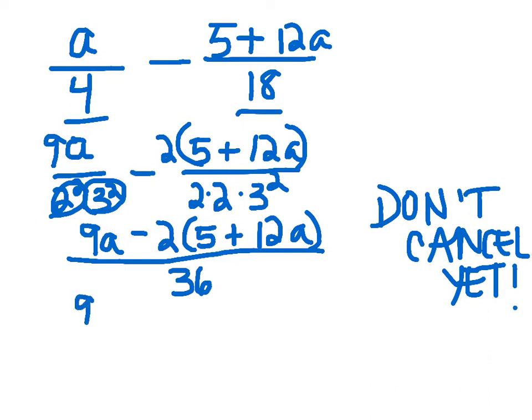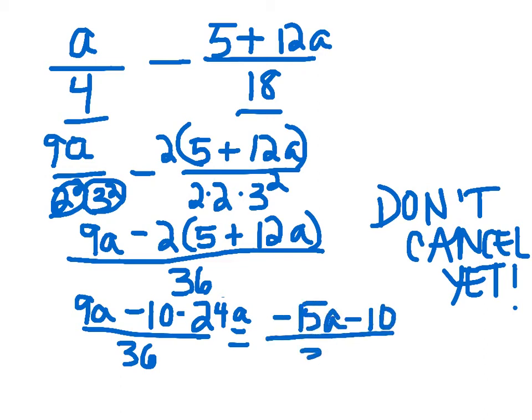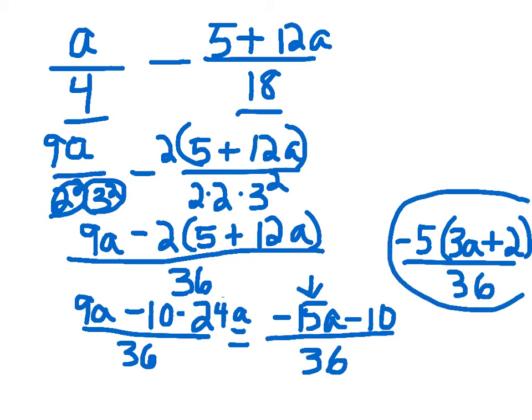Instead, you need to simplify. 9a minus 10 minus 12a over 36, which is equal to, sorry, that's 24a. I made a mistake. So 9a minus 24a is negative 15a minus 10 over 36. And you do want to always factor and make sure that nothing can be canceled. In this case, it's not going to be cancelable. But when I have a negative term here, I usually like to factor out the negative. So I make it negative 5 times 3a plus 2 over 36. Nothing can be canceled, so that is our final answer.